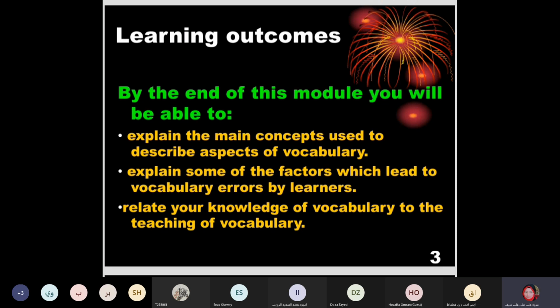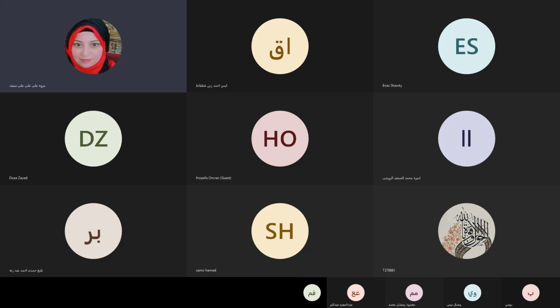Thirdly, you should be able, by the end of this module, to relate the knowledge you have got of vocabulary to the teaching of vocab. You will know certain areas of vocab, so how will this knowledge help you inside your classrooms? How do you relate this knowledge to the teaching process in classrooms, at schools? So these are the outcomes of the module that we will be discussing today. Let's move on to the first activity we have.